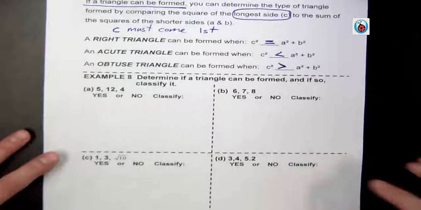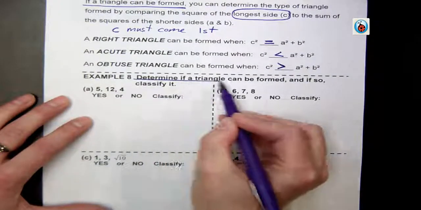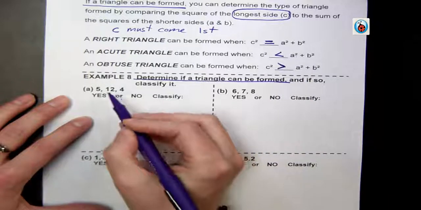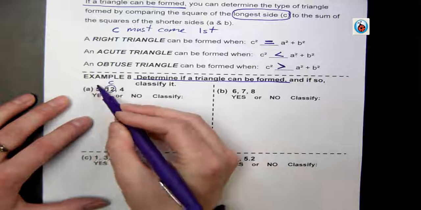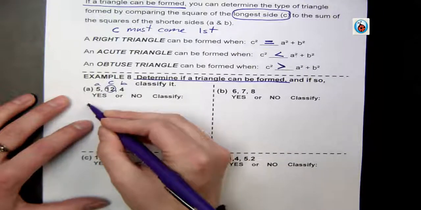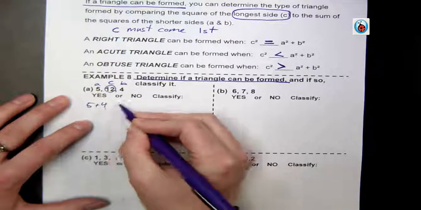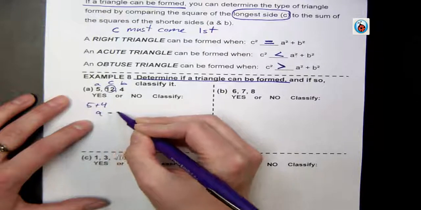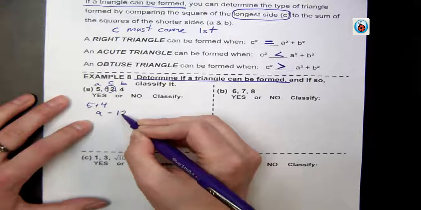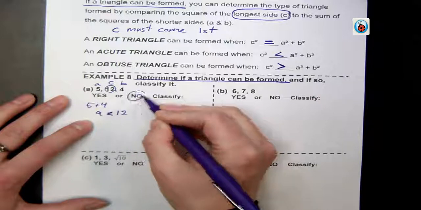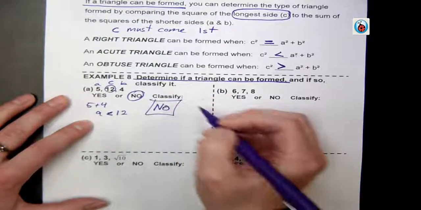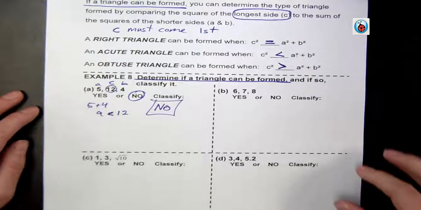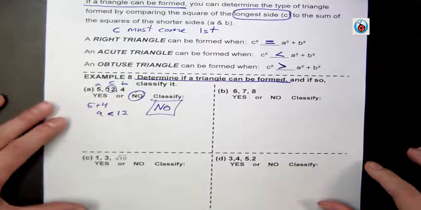So here, first step is determine if a triangle can be formed. So we have to add them together. So here, 12 is our largest side, so that would be my C, and this would be A and B. 5 plus 4 is 9. 9 is not greater than 12. It's less than 12, so my answer is no. The nice thing about that is I'm done. I can't classify if it's a no, so that problem is done. The triangle cannot be formed.